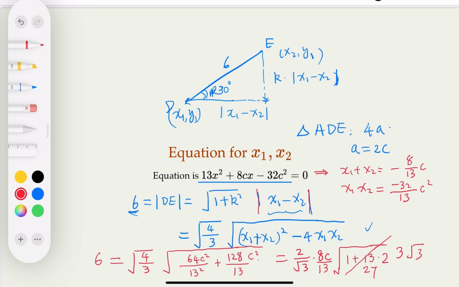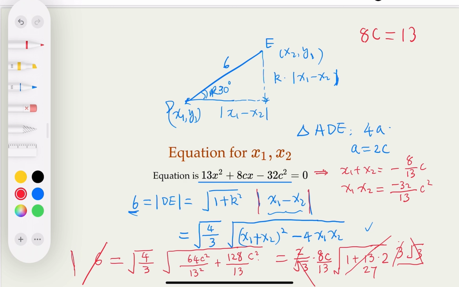So here the square root of 3 cancels, and the 3 and 2 and 6 cancel. This is equal to 1 now. And then 8c would equal 13, right? So 8c equals 13.